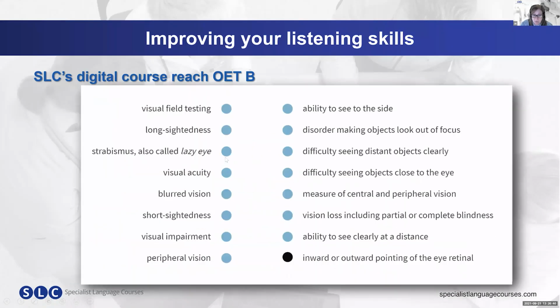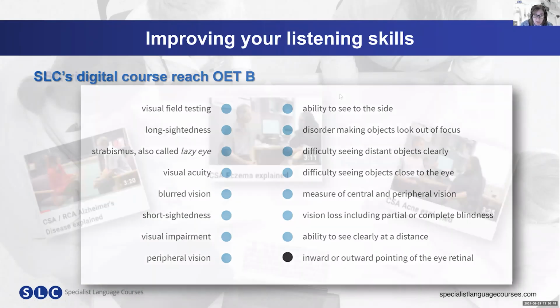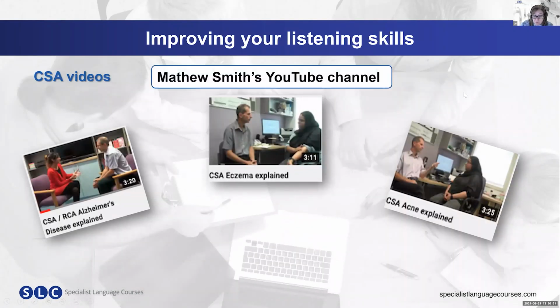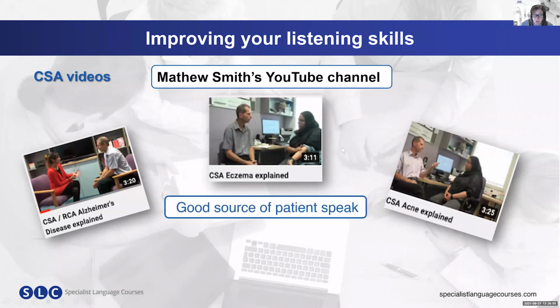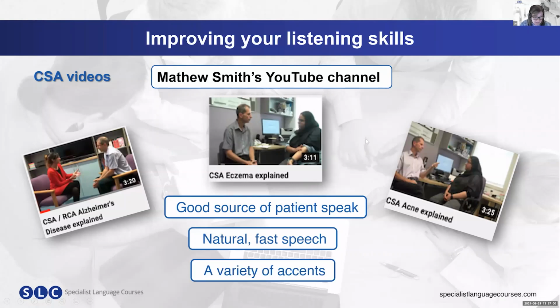So for example, here you can see vocabulary related to eyes, which will be very useful if you have a consultation with an optometrist. Matthew Smith's YouTube channel is always good. These are role plays. You can listen and make notes on patient speak. It's good natural speech. It's a variety of accents as well, which you need to practice listening for.